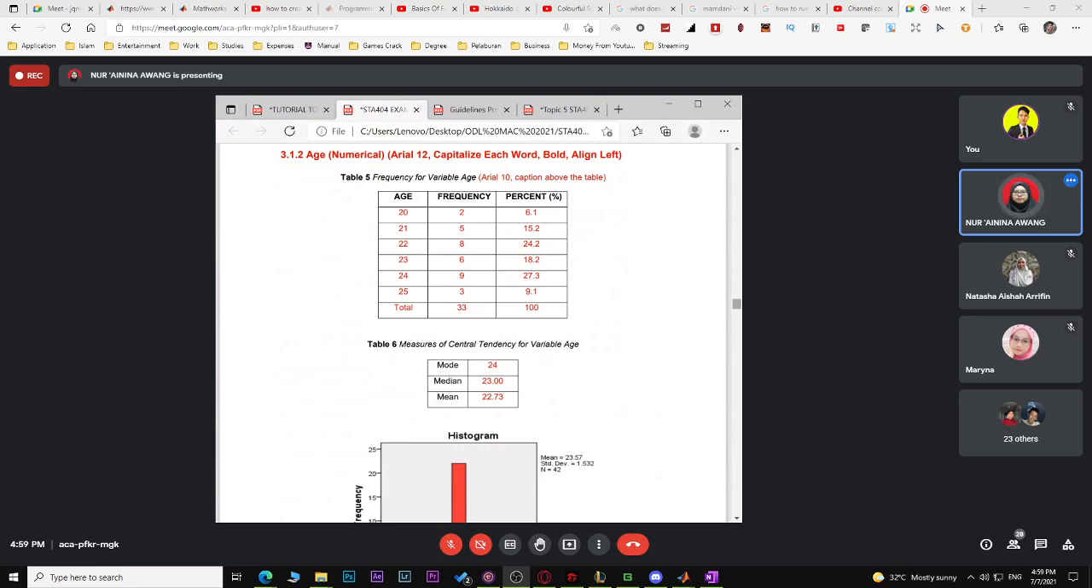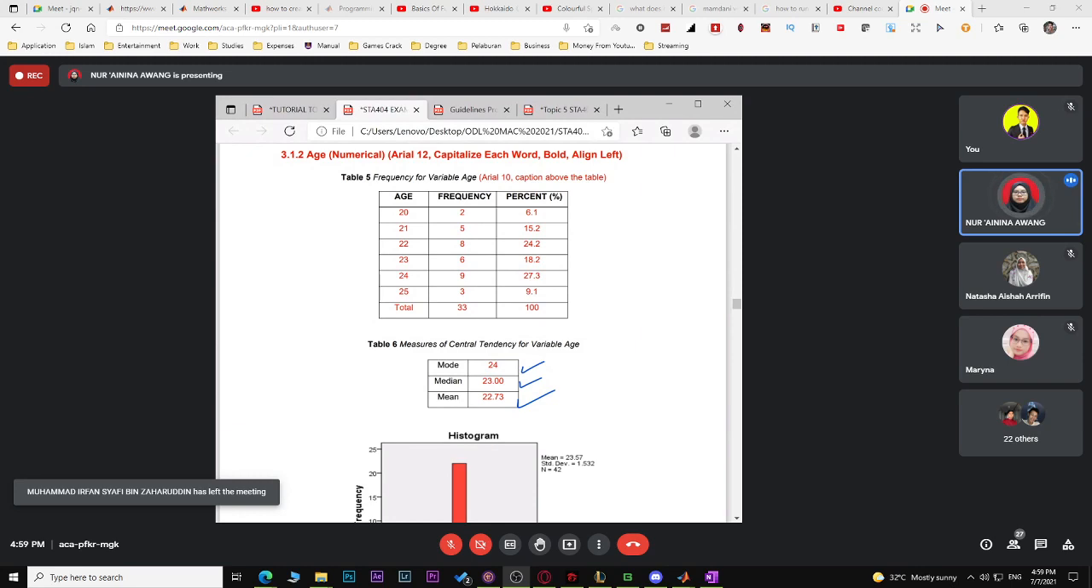Okay, so untuk age, since the data is numerical, you boleh cerita semua. You boleh cerita mode, median, mean. Okay, buat seperti yang kita dah belajar lah. Nak mode, majority. Median, 50% more, 50% less. Mean, on average. Okay, so follow apa yang you dah belajar.